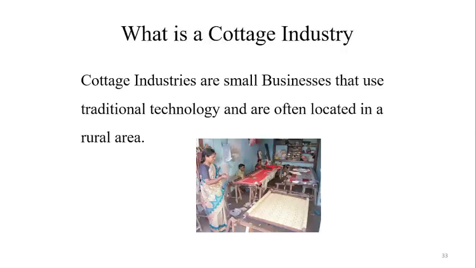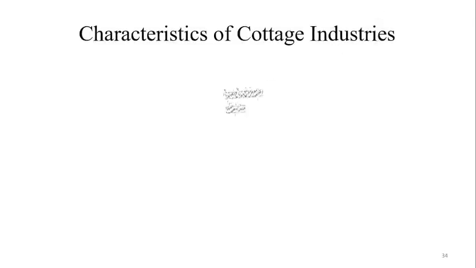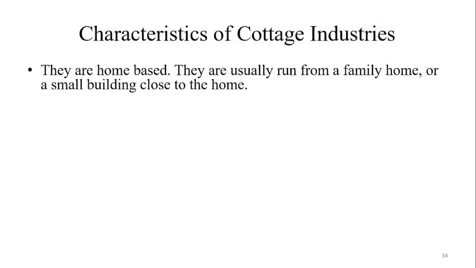So if you look at the picture there, you will see that there are some persons working to make garments or make materials or whatever they're making there. But it seems as if these people are at home, they know each other, and they're using simple technology, as you can see from this picture. So what are some of the characteristics of cottage industries? The first one, they are home-based. They are usually run from home or in a small building close to home.